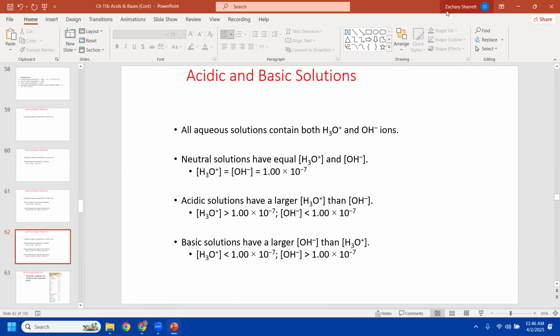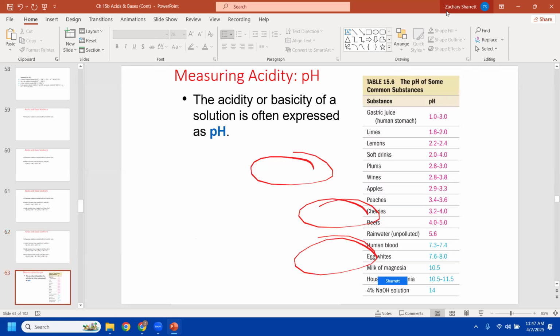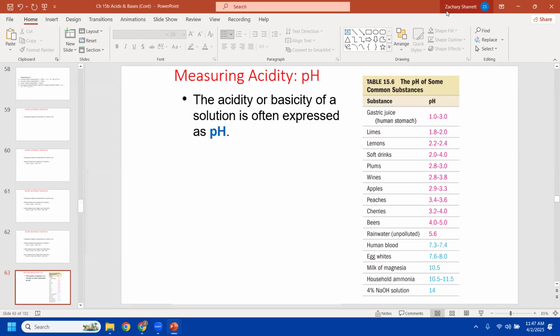These numbers suck, right? Do we like seeing numbers like 7 times 10 to the negative 3, 6 times 10 to the negative 8? I don't like dealing with numbers like that. So in science, we don't want to talk about acidic and basic concentrations in these exponential numbers. So what we do is we convert them into pHs, okay? The acidity or basicity of a solution is often expressed as a pH.